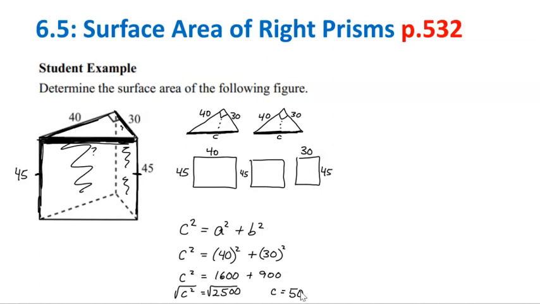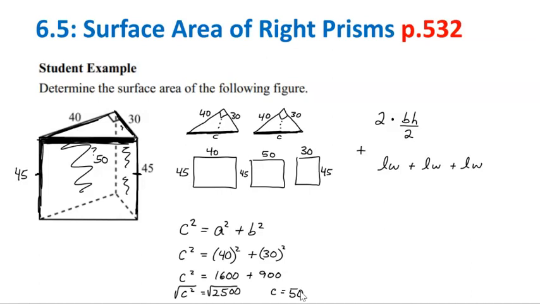So now that we know that that missing side length is 50, we can label and solve the area of that last rectangle. Okay, so now we can do our triangles. We have 2 of them times the base times height divided by 2, plus we have our rectangles, length times width, and we have 3 different rectangles that we need to find the areas of. So let's start to solve.